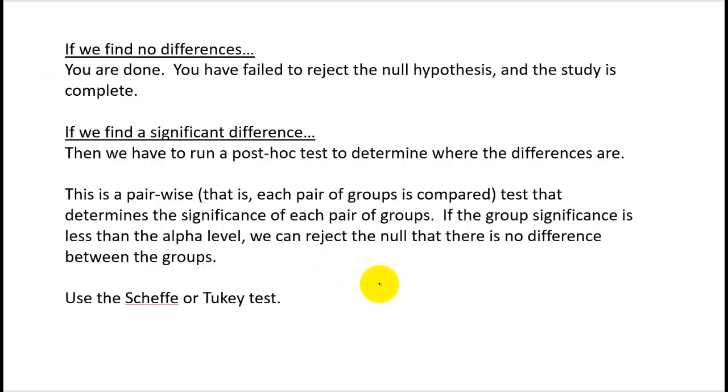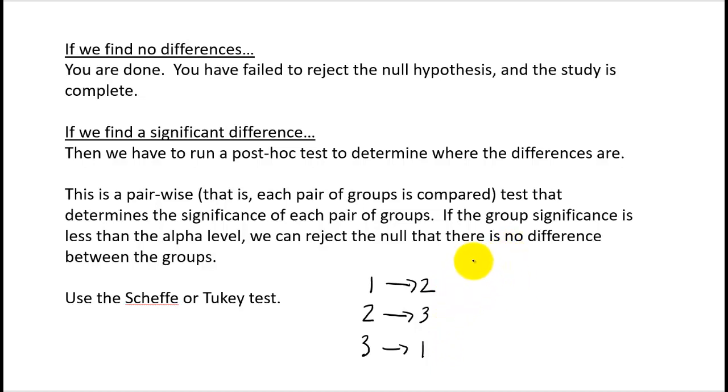If we have 3 groups, group 1, group 2, and group 3, we're going to compare group 1 to group 2, group 2 to group 3, and group 1 to group 3. So what we've done is we've looked at the 3 ways that we could find differences. We could have a difference between group 1 and 2, between 2 and 3, and between 3 and 1. But we don't know where those differences are based on what we have. We have to do an additional test. It's called pairwise testing. So each pair is compared.